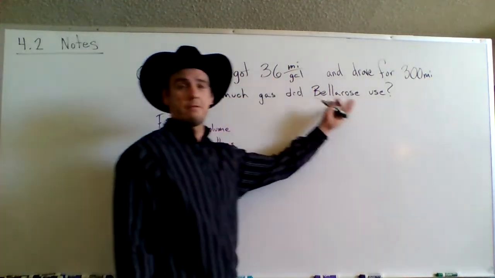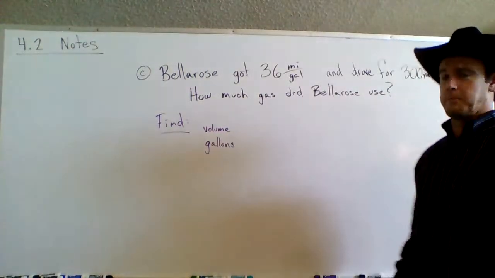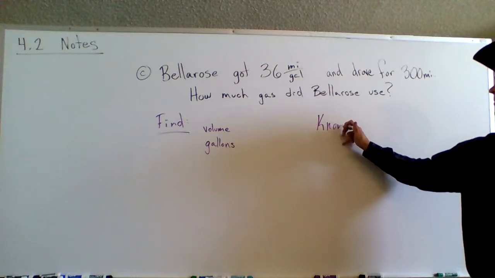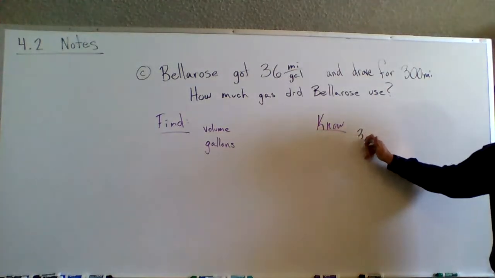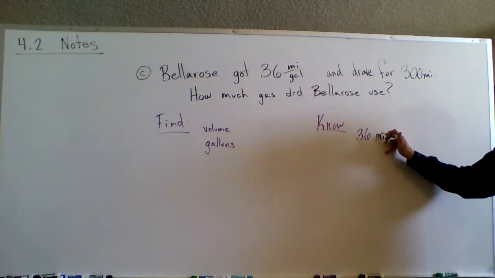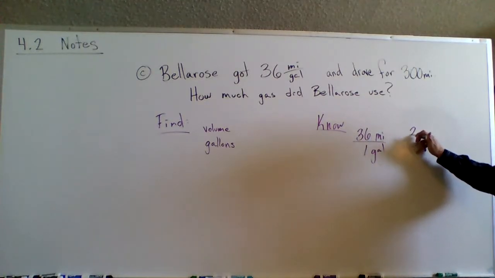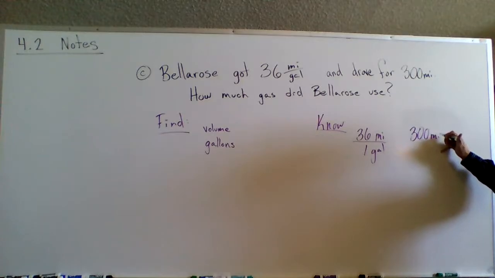We only know two pieces of information. We're going to use those two pieces somehow to figure this out. So what we know, we have 36 miles for every 1 gallon. We also know that we have 300 miles.